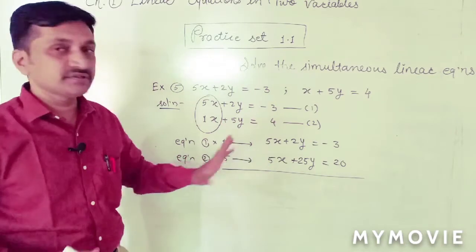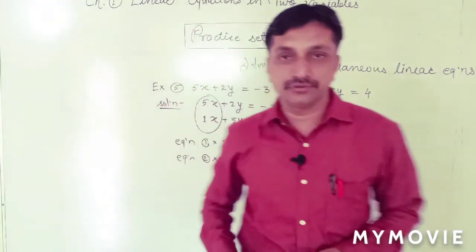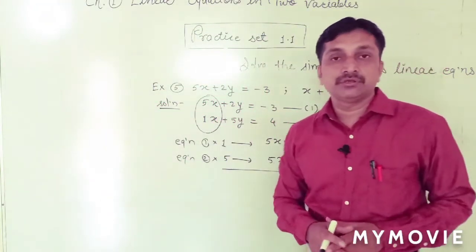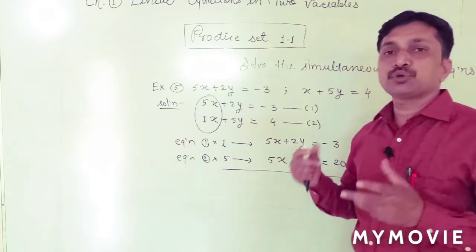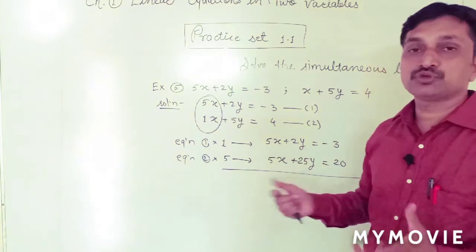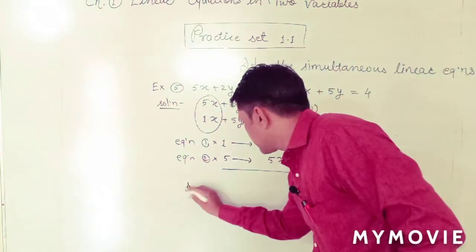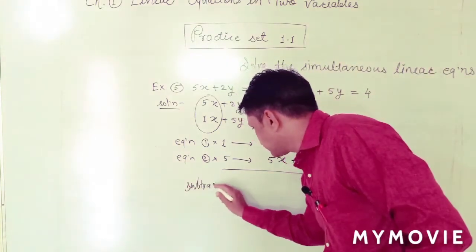Now we got the coefficients the same. One problem is solved. What about their signs? We want opposite signs, but here the signs are the same. And if we want opposite signs, then you subtract. Subtracting.